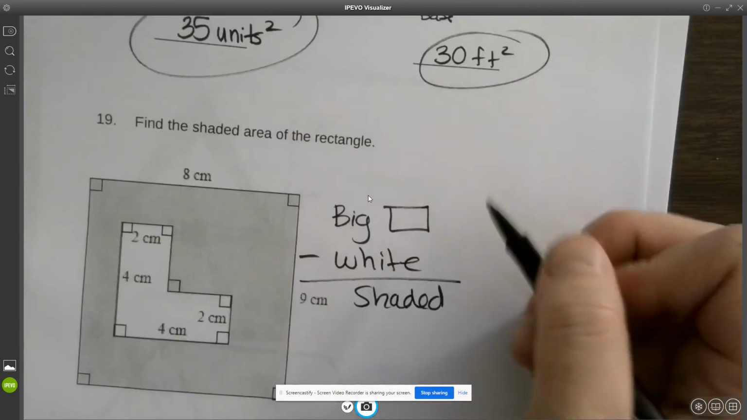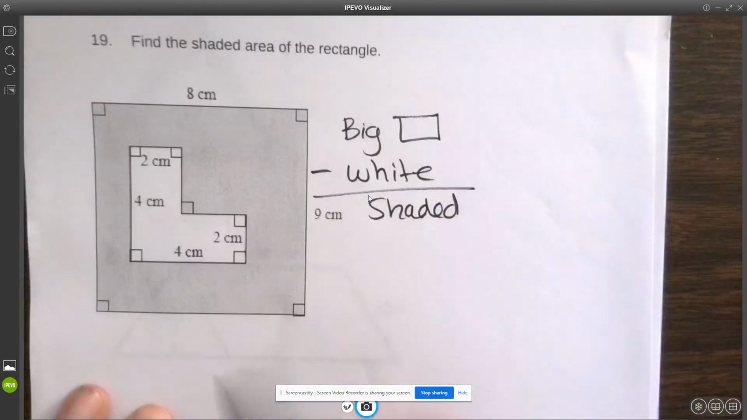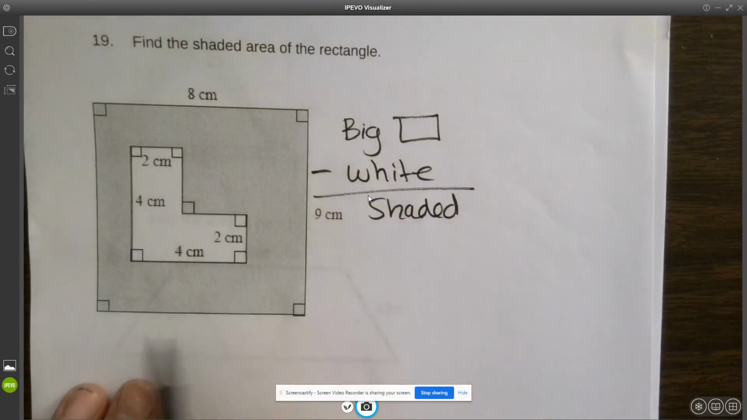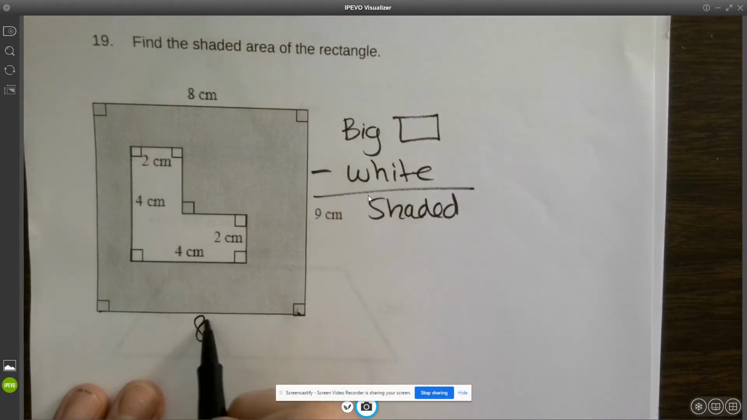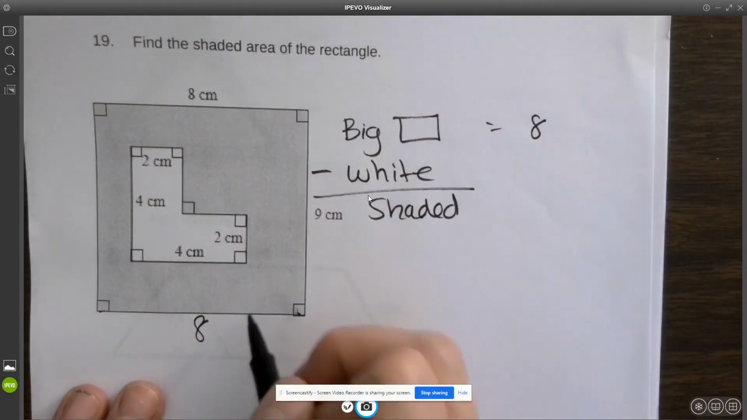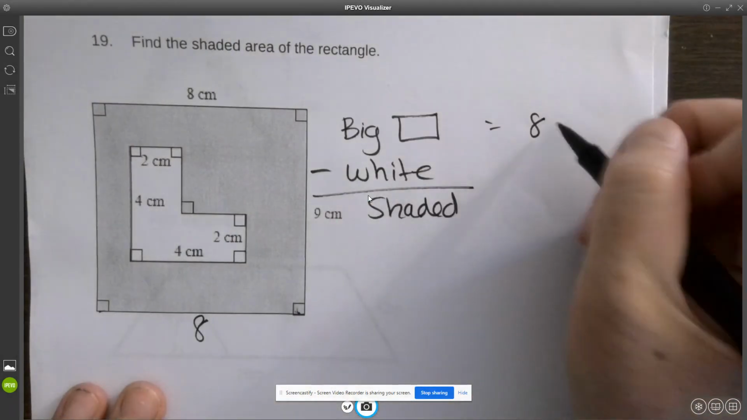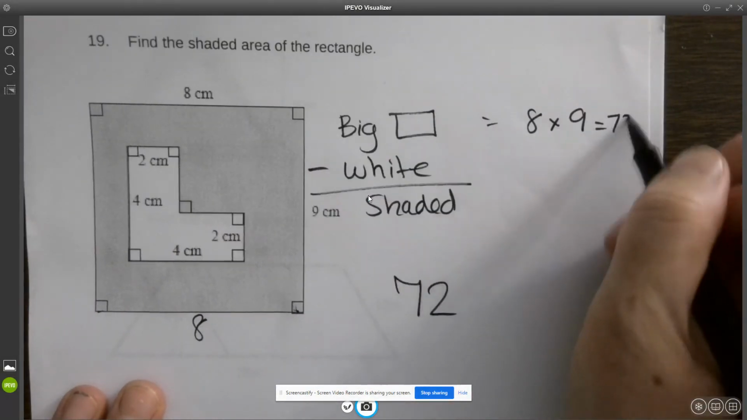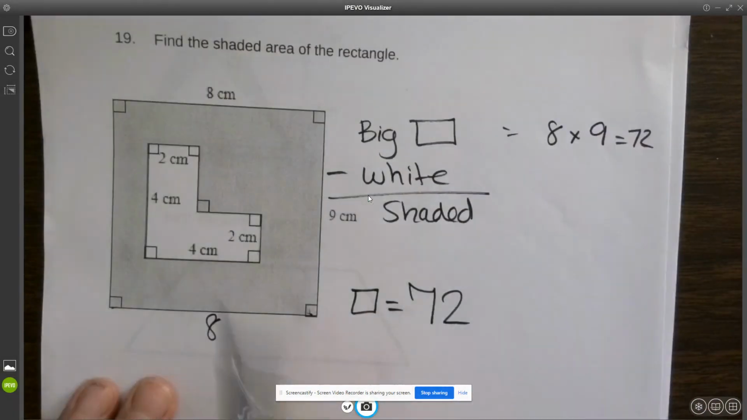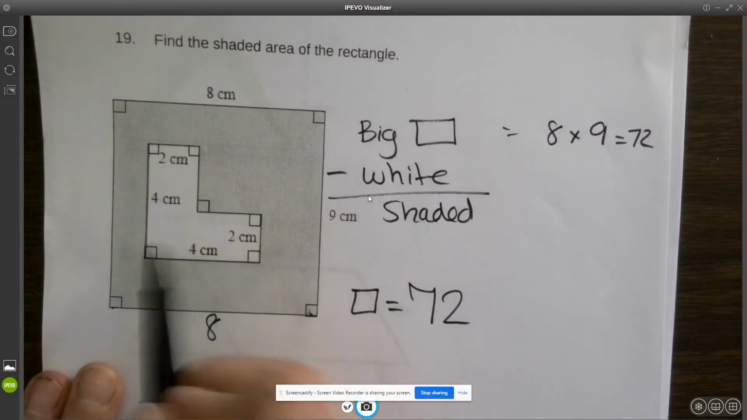Okay, let's first do the big rectangle. We know that rectangle is base times height. Well, the base from here to here would have to be 8. So the base is 8. Base times height, the height is 9. So the big rectangle is 72. Now let's subtract this inside white.